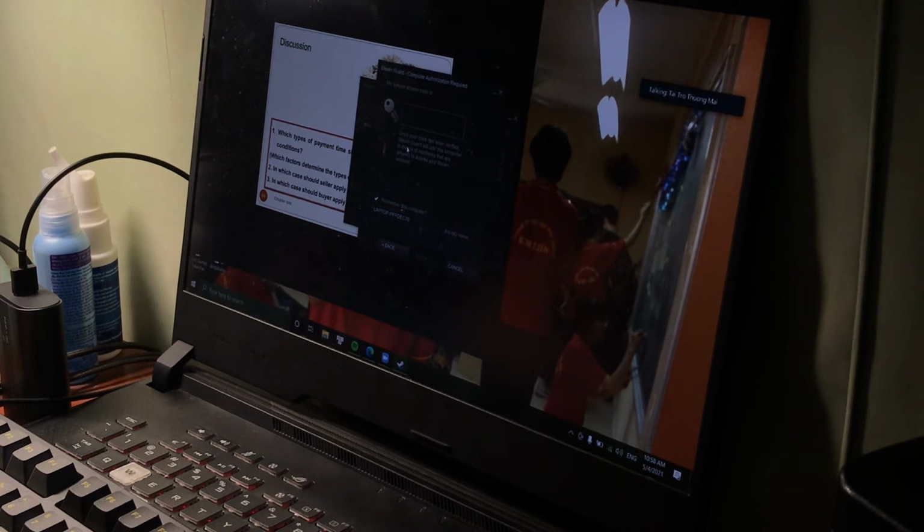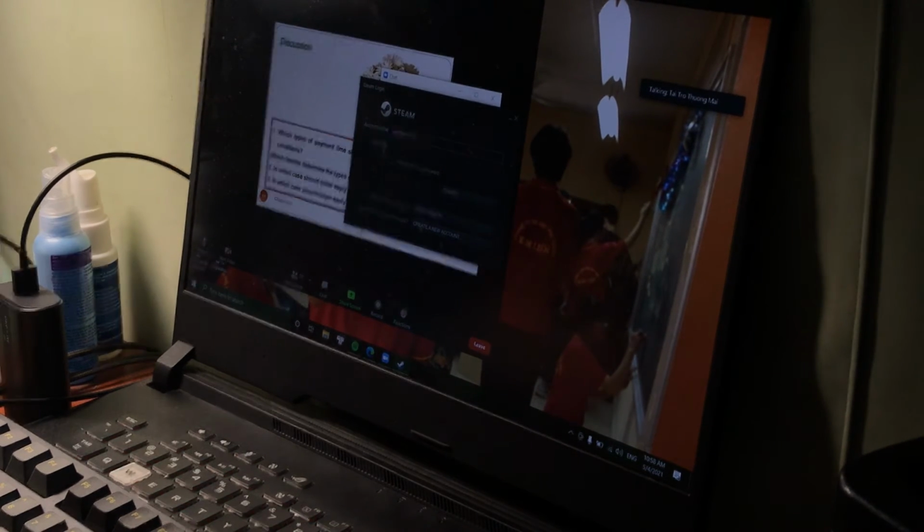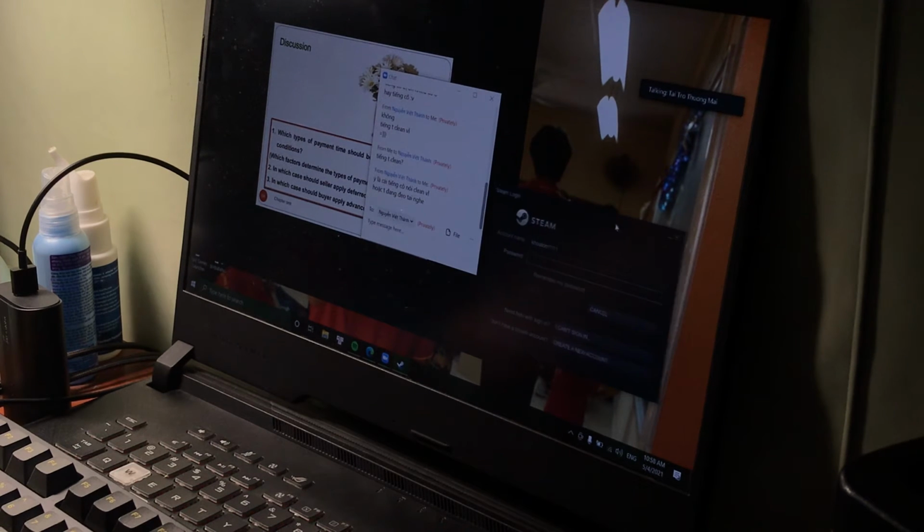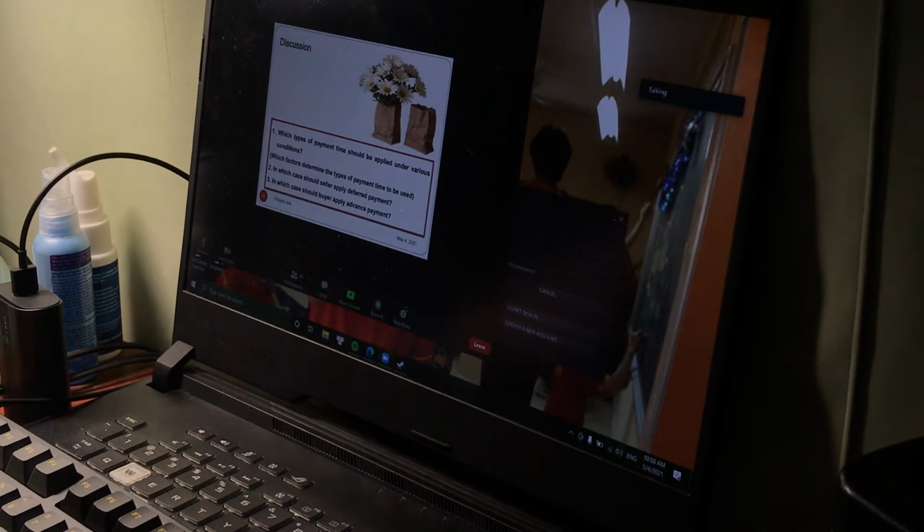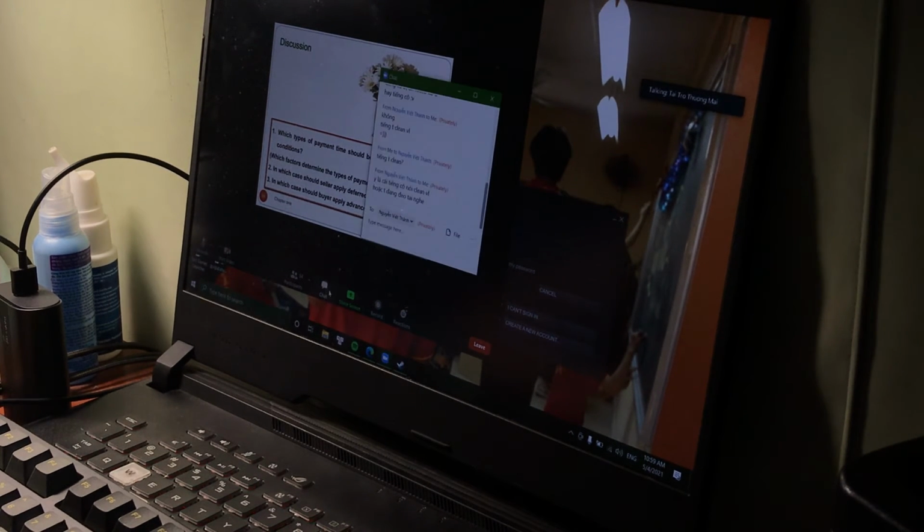Now, we have some questions we need to discuss. Look at the 3 questions on the slide. Question number 1, which factors determine the type of payment? Why do you use advance payment? Why do you use at sight payment? Why do you use deferred payment? Question number 2 is, in which case should the seller apply deferred payment? The last one is, in which case should the buyer apply advance payment?